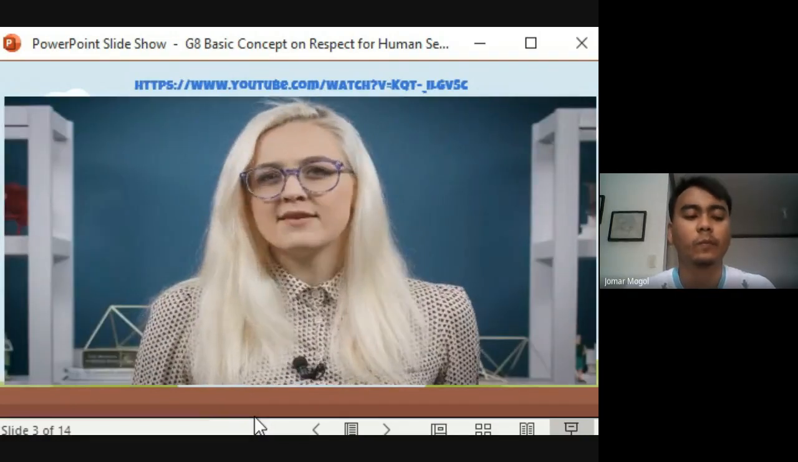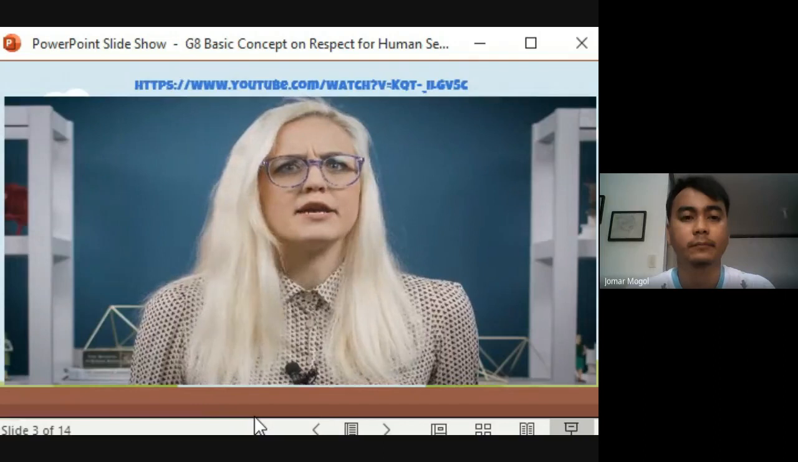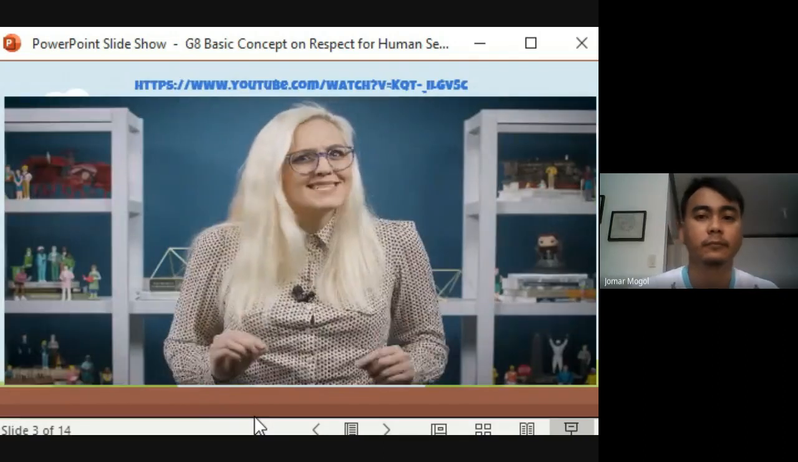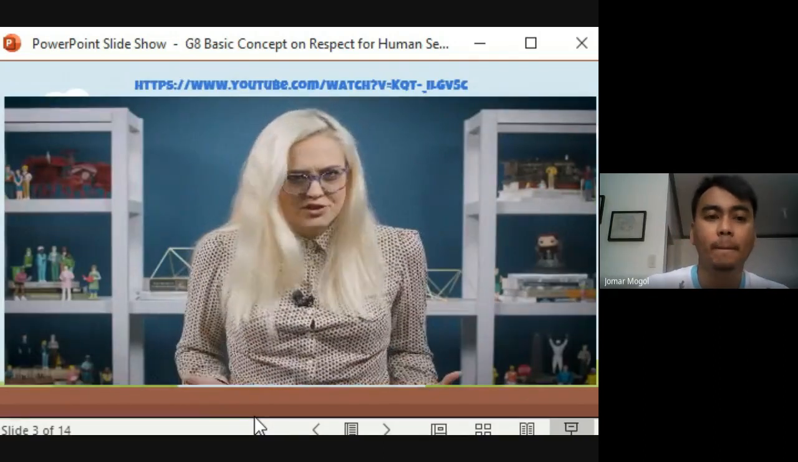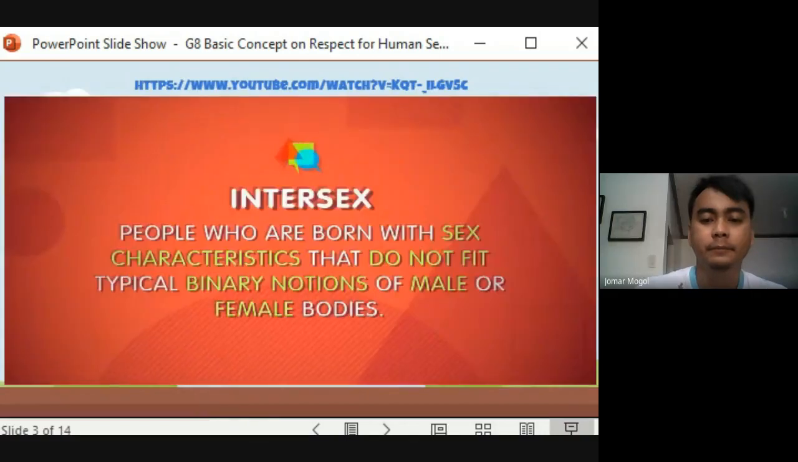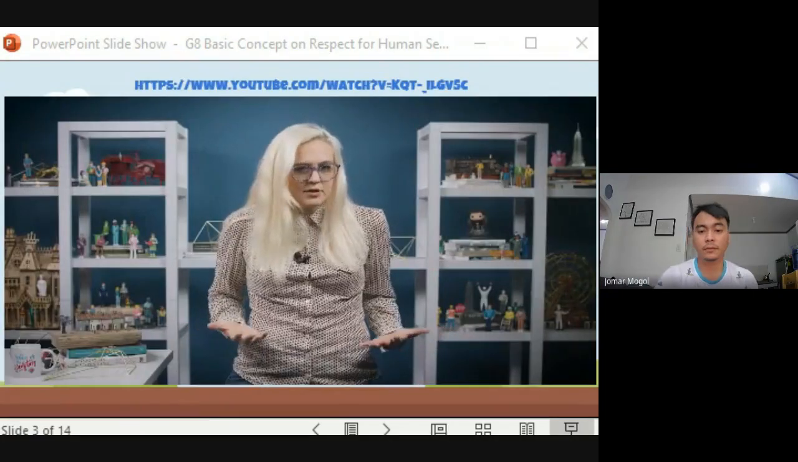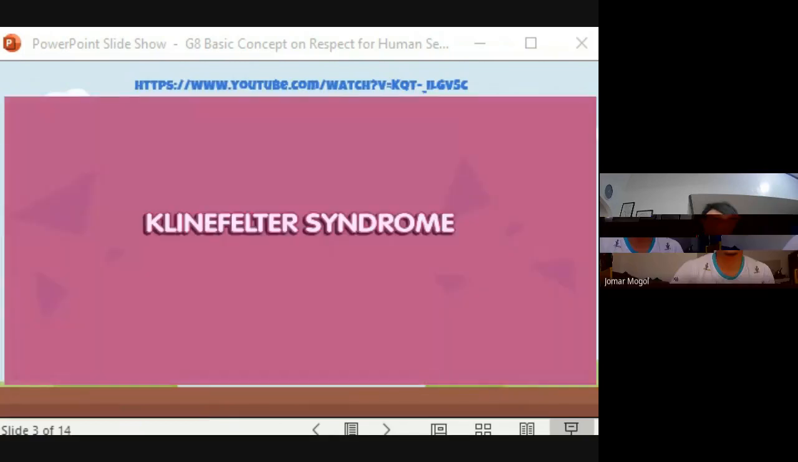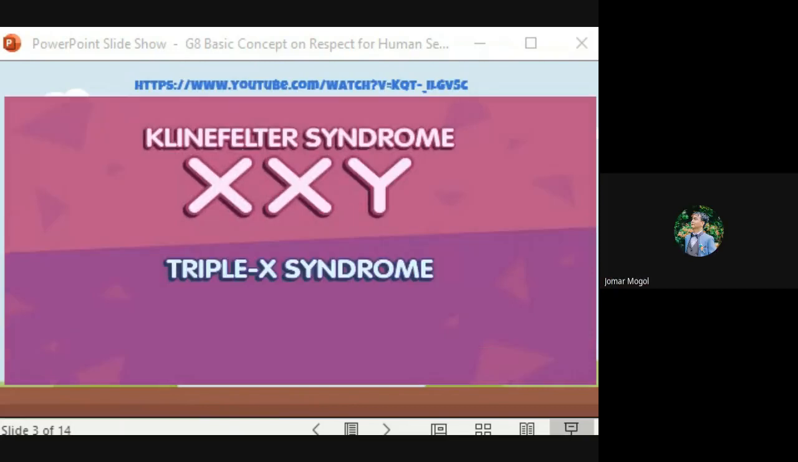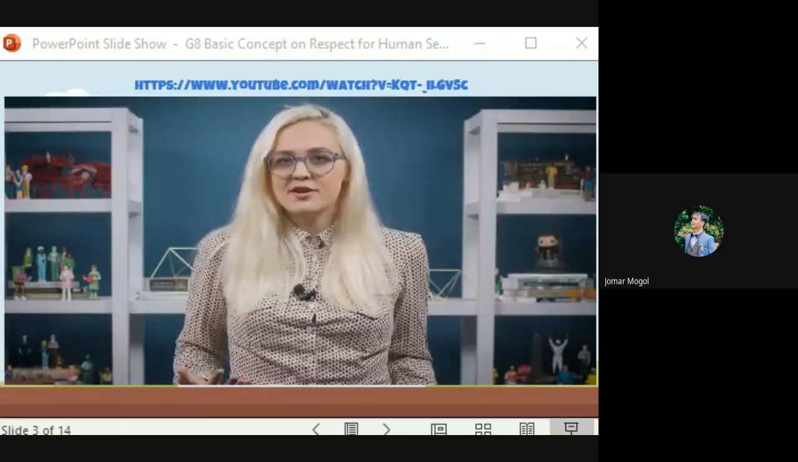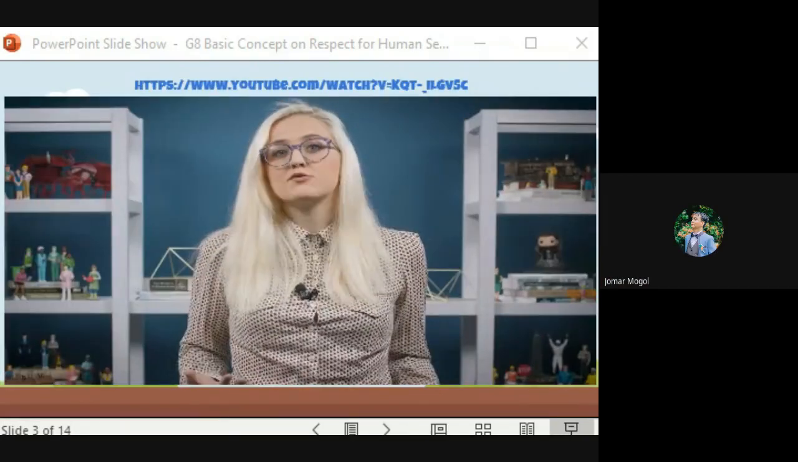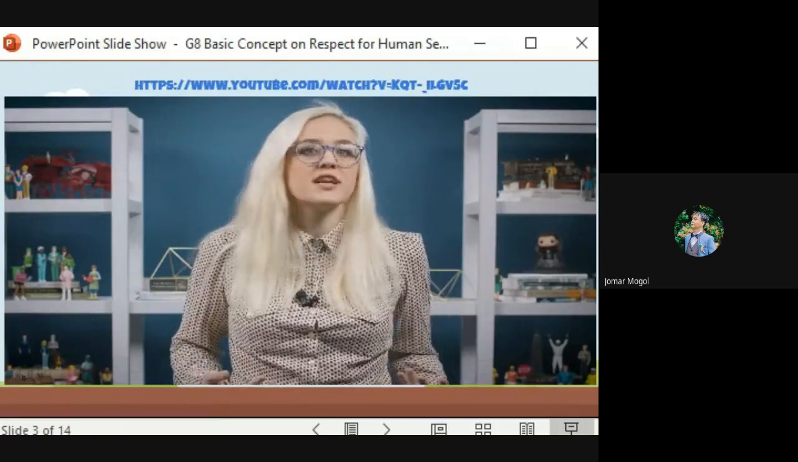Now, we tend to think of sex as a simple, fixed binary. You're either male or female. But that's not the case. A significant portion of the population is intersex. That is, people who are born with sex characteristics that do not fit typical binary notions of male or female bodies. This can mean a lot of different things. Like, it can mean having different combinations of sex chromosomes, as in Klinefelter syndrome, which creates chromosomes XXY, or in XXX syndrome, which results in XXX. An intersex condition can also mean that the body responds differently to hormones, or that the genitals aren't fully developed.